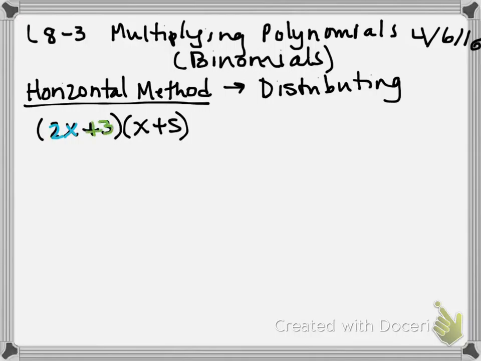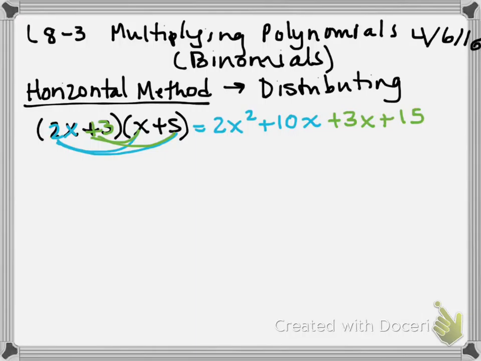So in the horizontal method, what we're going to do is multiply the 2x by everything in the other polynomial first. So I'm going to multiply 2x times x, which gives me 2x squared. And then I'm going to multiply 2x times 5, which is going to give me 10x. Then I'm going to multiply everything in the second polynomial by the positive 3. So positive 3 times x is positive 3x, and positive 3 times 5 is positive 15.